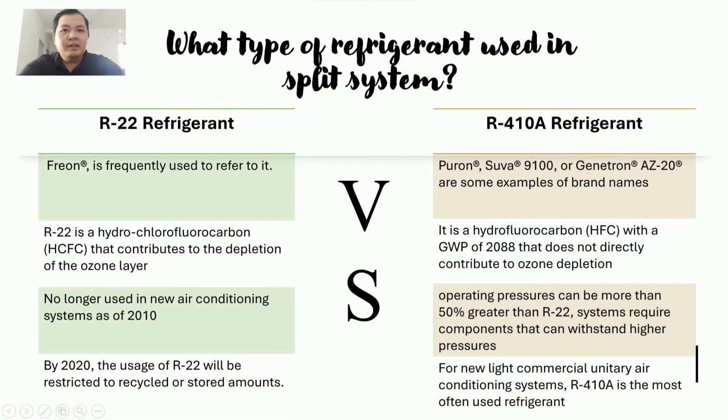Operating pressure can be more than 50% greater than R22, so the system requires components that can withstand higher pressure. For new light commercial air conditioning systems, R410A is the most often used refrigerant. So that's all for me.